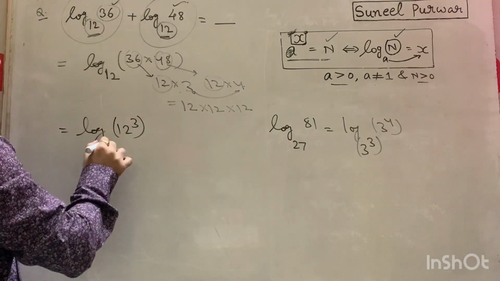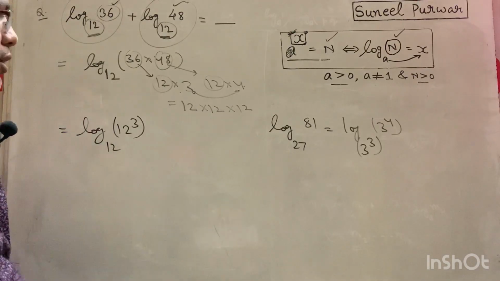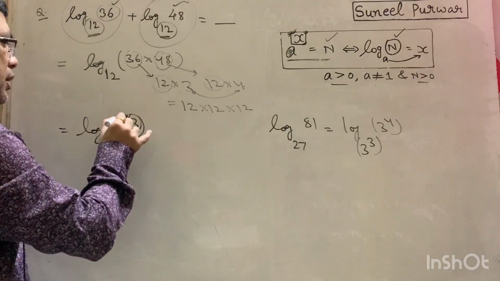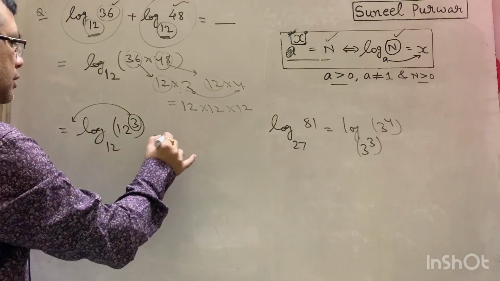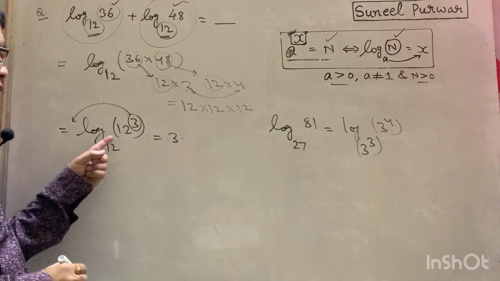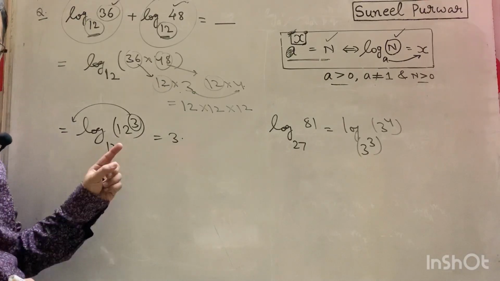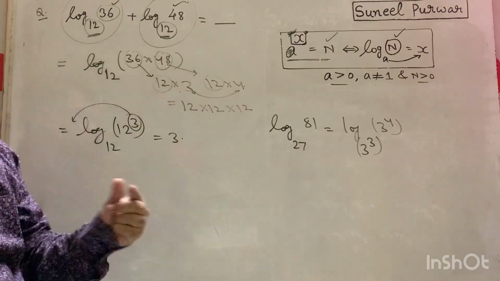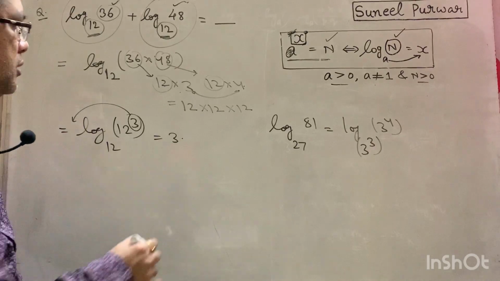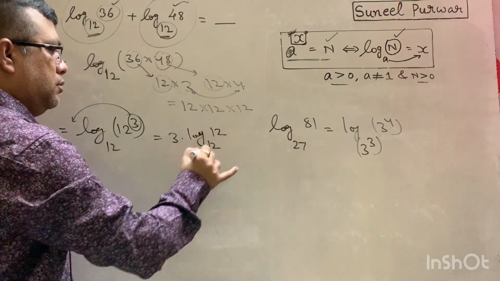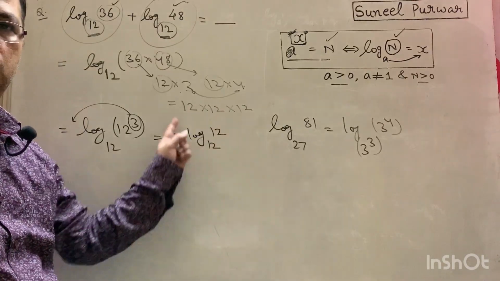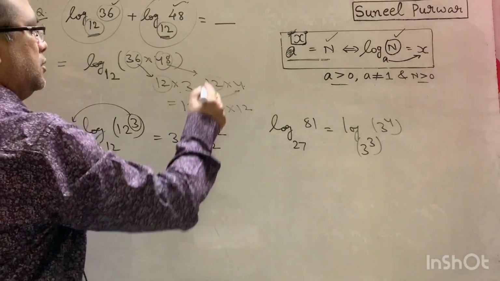At the base 12. Now using that property, where the exponent will fly out, what will this become? 3 times what is left: log of 12 to the base 12, and you know that value is 1. So your answer is 3. Understand? Log of 12 to the base 12, what is that? 1. So your final answer is 3.